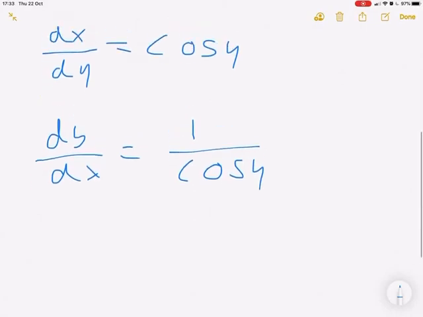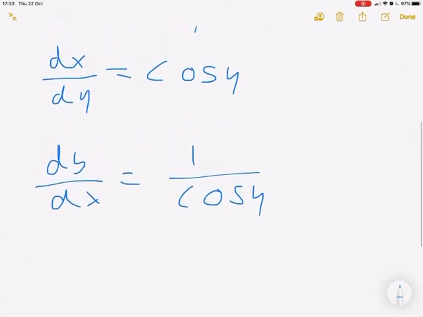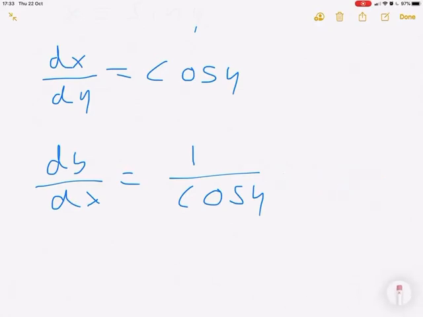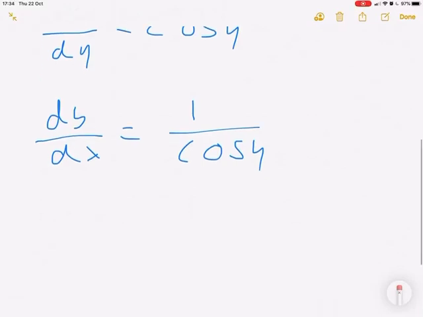Okay? And you know that's true because all you have to do here is basically say, oh, okay, I can just times this by, so that should basically come to 1, okay? So you times that by cos y again. Cos y over cos y is 1. You know that's right. Okay? So you know that dx/dy is cos y, and if you flip it on its head, dy/dx is simply 1 over cos y.